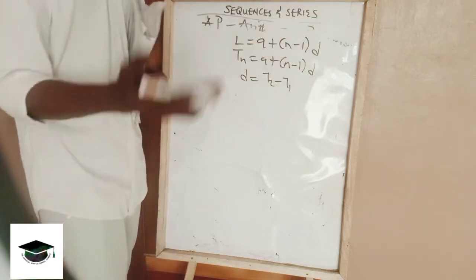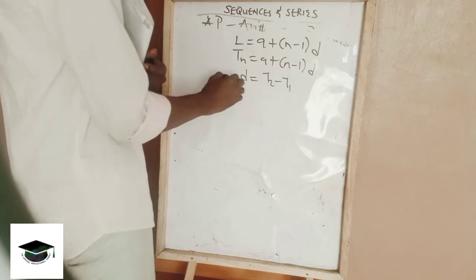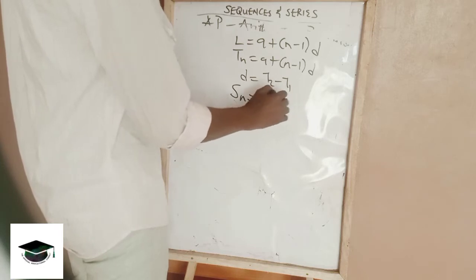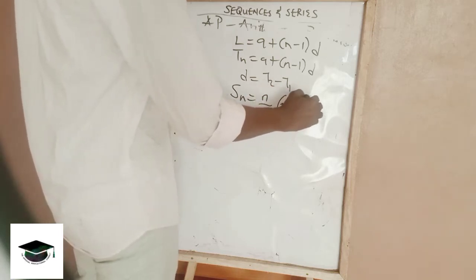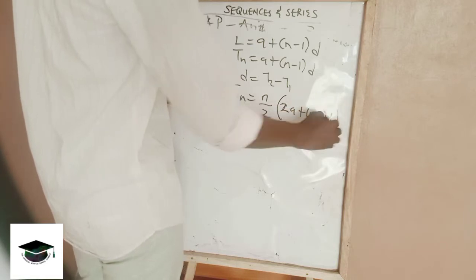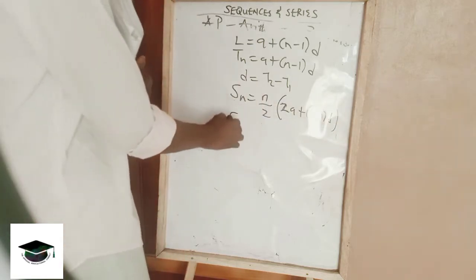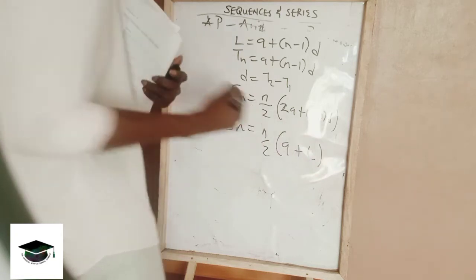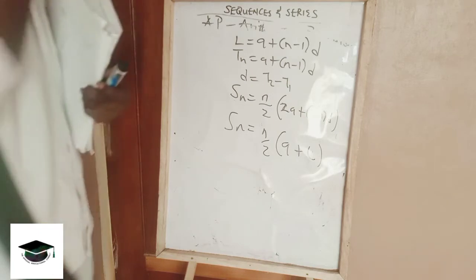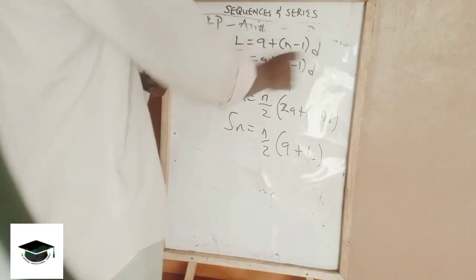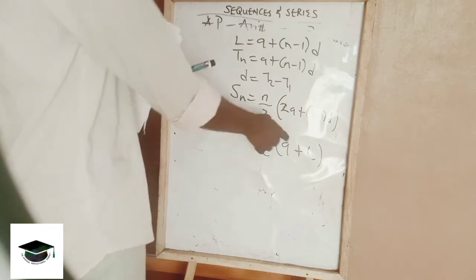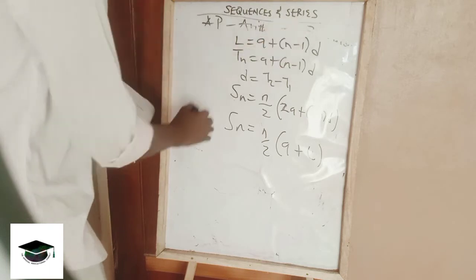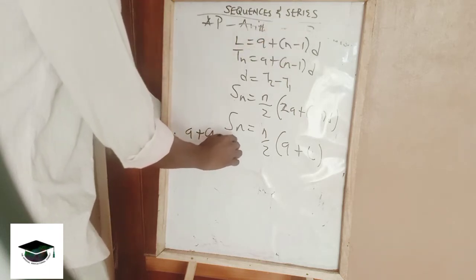Or any other one. And then our sum of AP is going to be n over 2 open bracket 2a plus open bracket n minus 1 close bracket d. Or you can use Sn equals n over 2 open bracket a plus l. It's still the same thing, because this is L, right? If you put this L inside, a plus n minus 1 d.